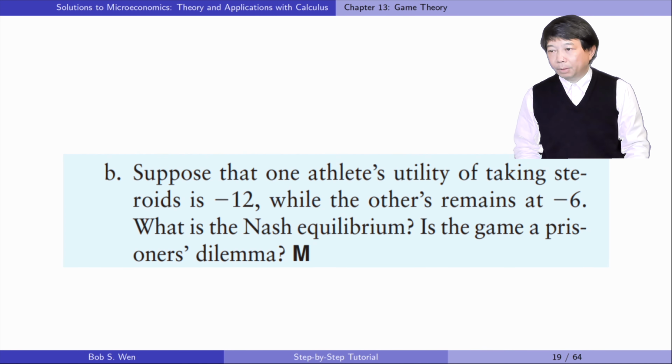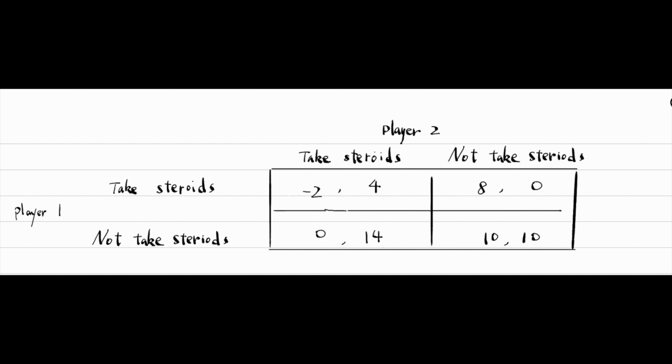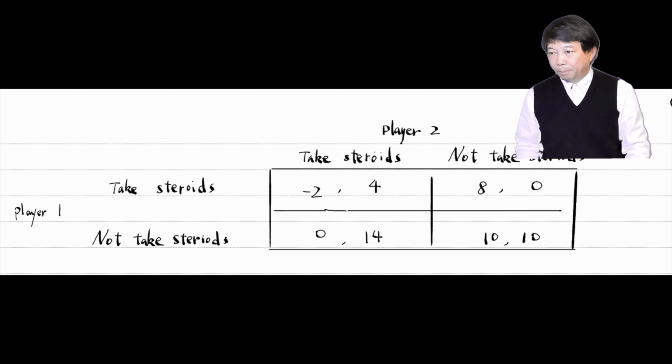In Part B, suppose that one athlete's utility of taking steroids is -12, while the other's remains at -6. What is the Nash equilibrium? Is the game a prisoner's dilemma? We rewrite the payoff matrix. Suppose player 1's utility of taking steroids is -12 instead of -6. His payoffs decrease by 6 if he takes steroids. 2 numbers are different from the old ones now.